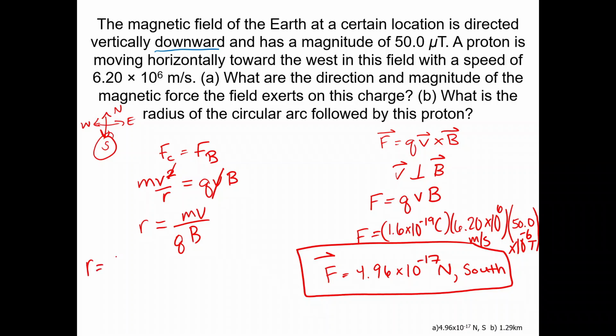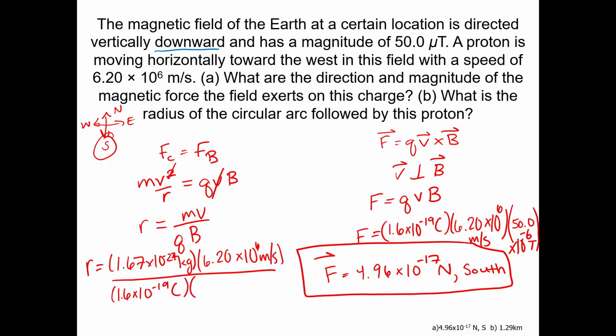Our mass of a proton is 1.67 times 10 to the negative 27th kilograms, on the formula sheet. Our velocity is going to be 6.20 times 10 to the 6 meters per second. The charge is going to be 1.6 times 10 to the negative 19th coulombs. And our magnetic field strength is going to be the 50.0 times 10 to the negative 6 Teslas. I get that my radius is about 1,294 meters. I think down here they just put it into kilometers.